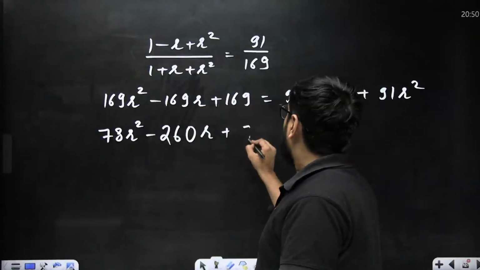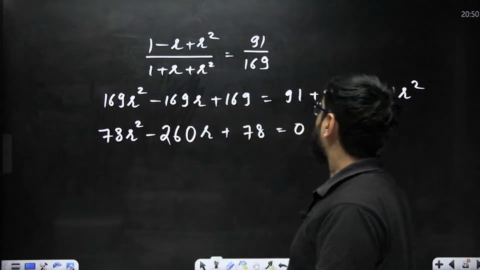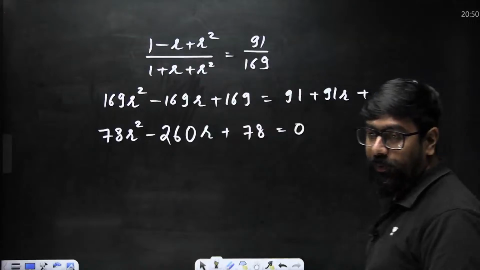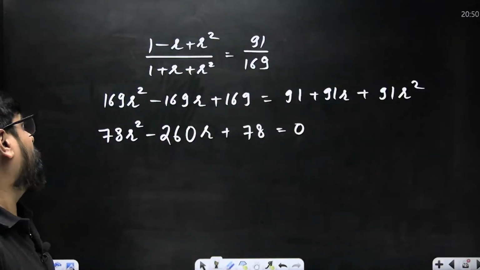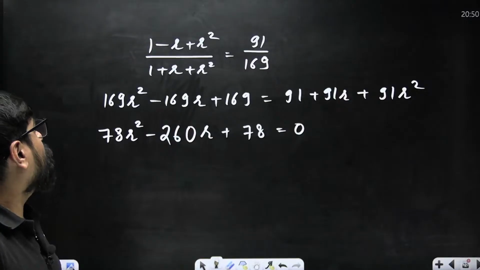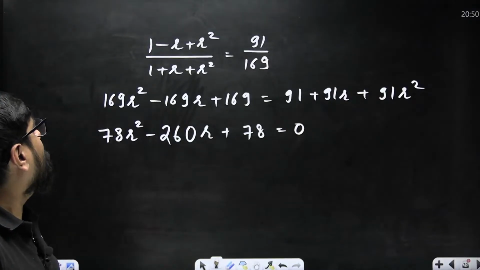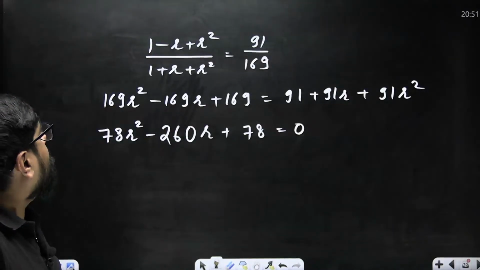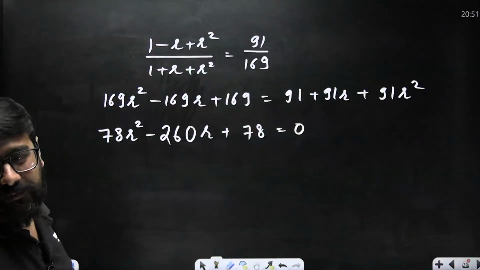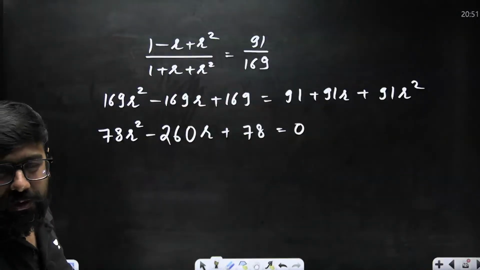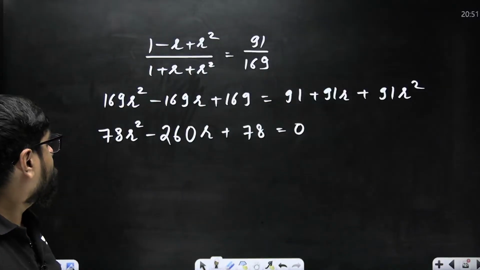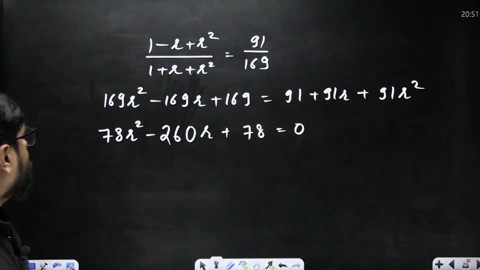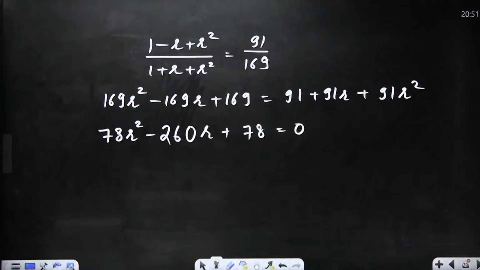Mm, 78. Use componendo and dividendo. Very good idea. That also can be used. 1 minus r plus r square plus 1 plus r minus 9. Not much of benefit we are getting here from componendo dividendo also. You'll have to solve for r. It's better we solve for r.